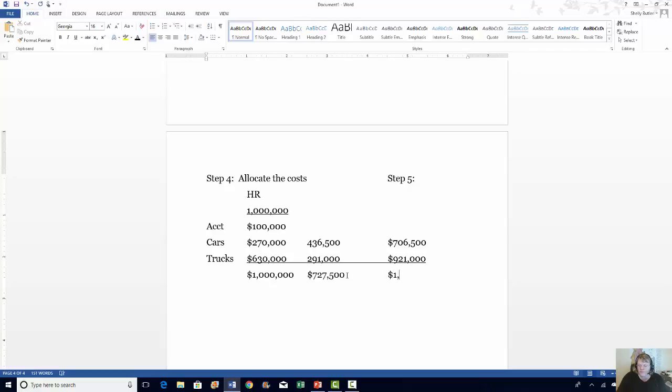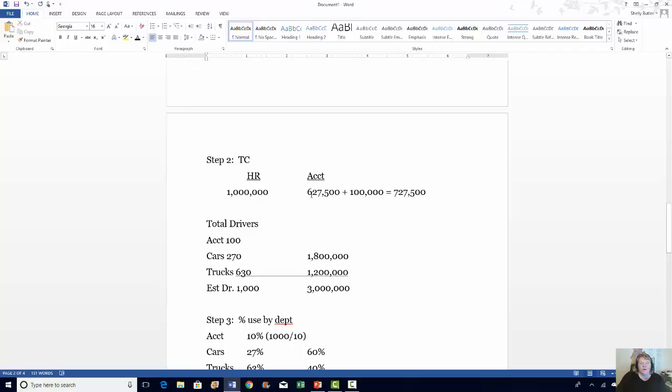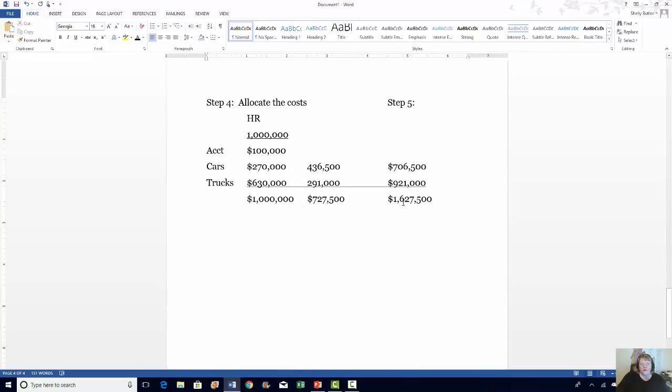So our total is going to be $1,627,500. And if you look back up here, $1,627,500 is your total service department overhead, and you have totaled those right here. And these are your service department overhead. Repeat steps 3 and 4 until all support costs have been allocated to the production departments. This is your allocated amount to the production department.